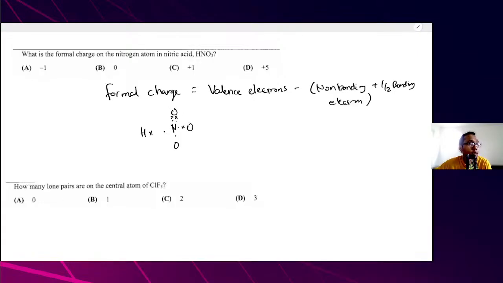Let's take a look at it first. Oh, sorry, I'm getting confused. Why am I saying it this way? Okay, it will be kind of like this one.